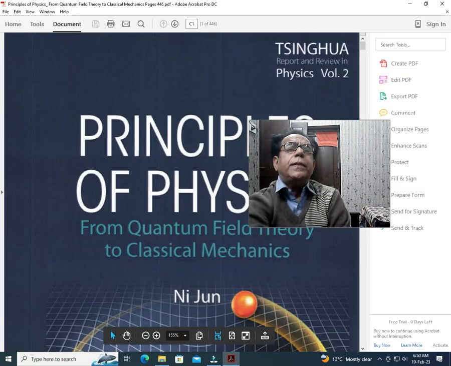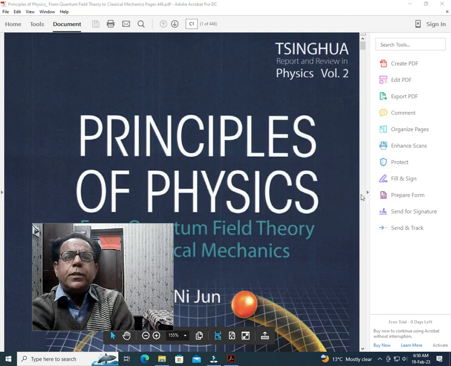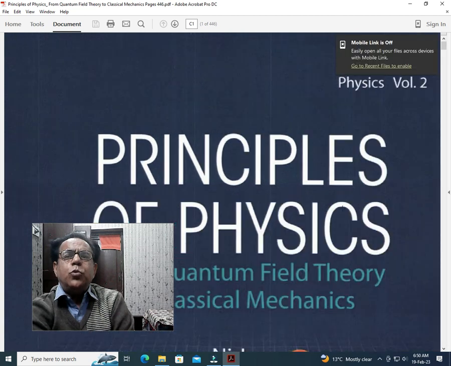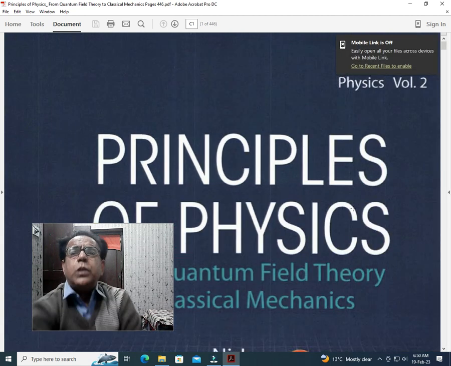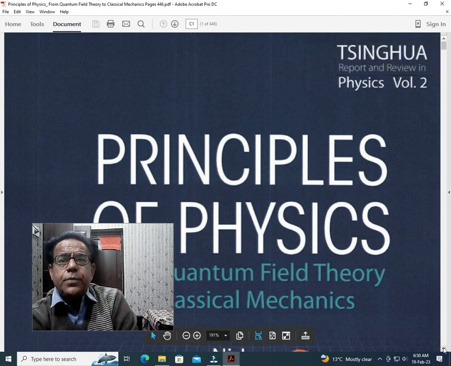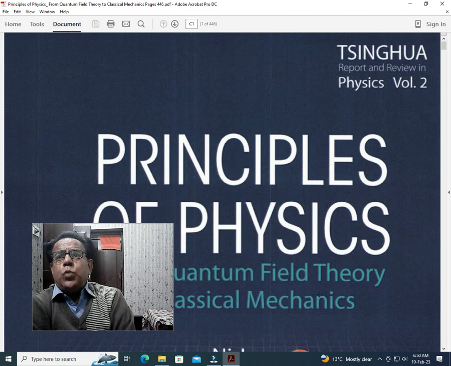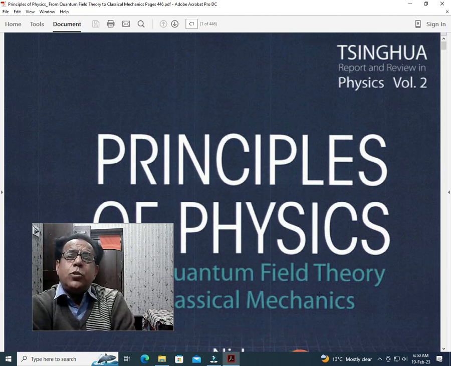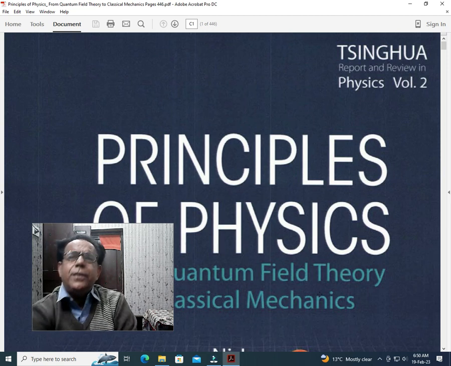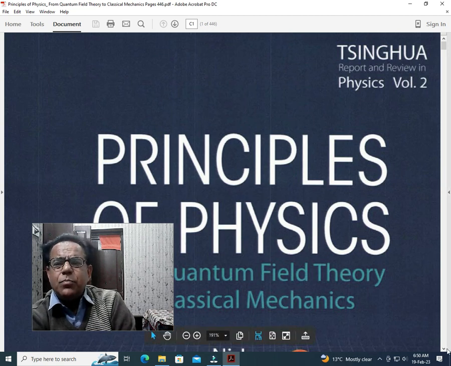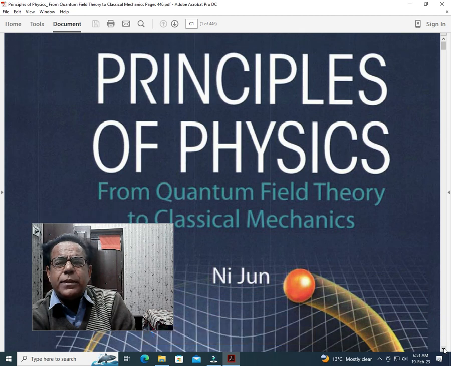Now we move to the next book, which has 446 pages. Okay, the 446 pages book is being opened, which is volume 2. Okay, Physics volume 2. Physics volume 2, here once again, T-S-I-N-G-H-U-A, Tsinghua. I think the T should be silent, otherwise its true pronunciation cannot be spelled. Okay, Tsinghua or Singhua, we leave it. Nothing is left in names or pronunciations.